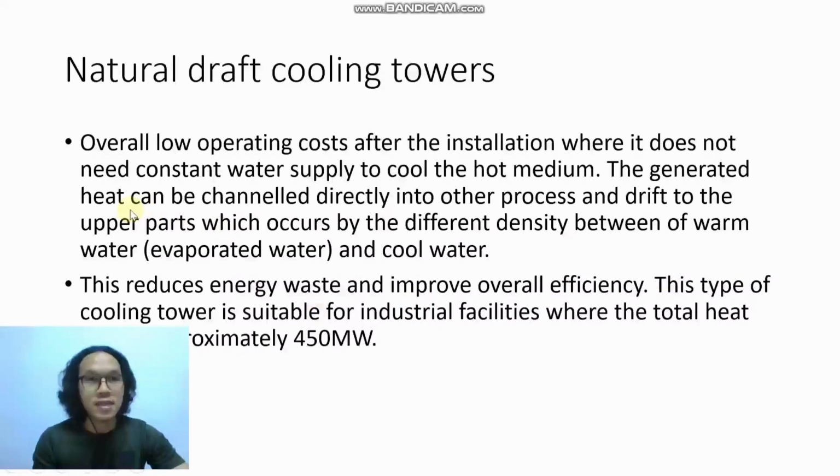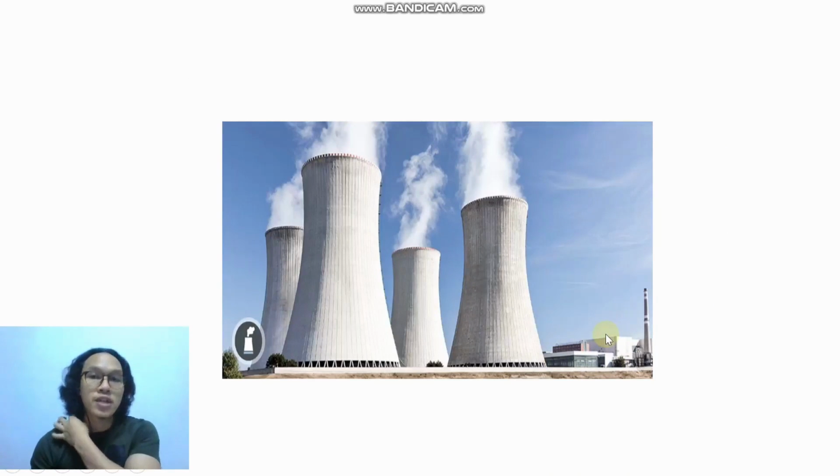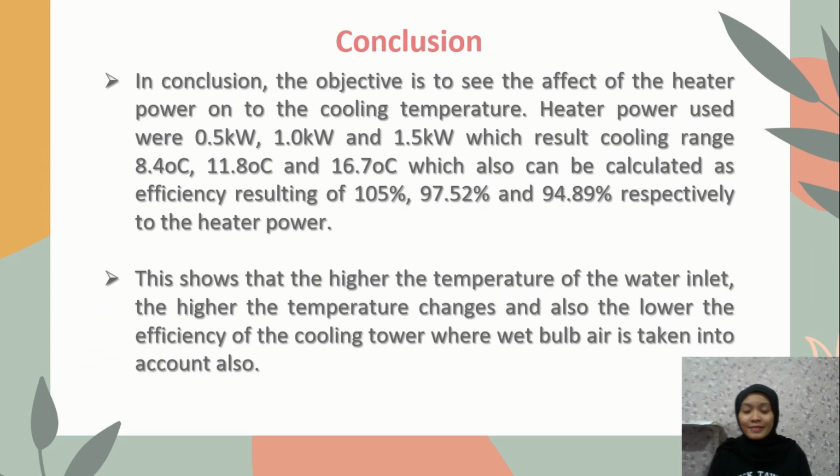So the generated heat can be channeled directly into other processes and drift to the upper part, which occurs because of the different density between the warm water and the evaporated water. So this type of cooling tower is for industrial facilities where the total heat produced is approximately 450 megawatt. So normally in electrical plant production, they produce lots of heat, which is suitable for this type of cooling tower to be used.